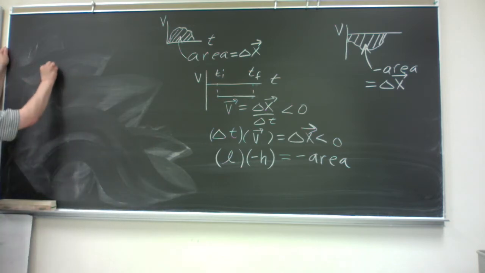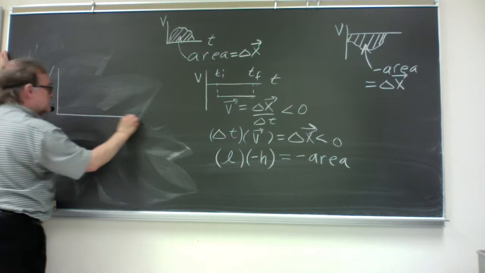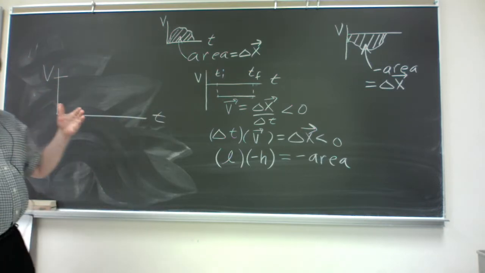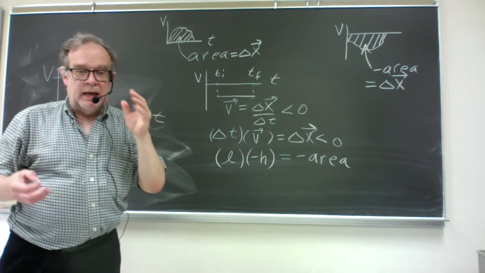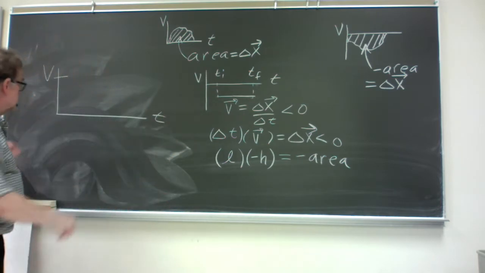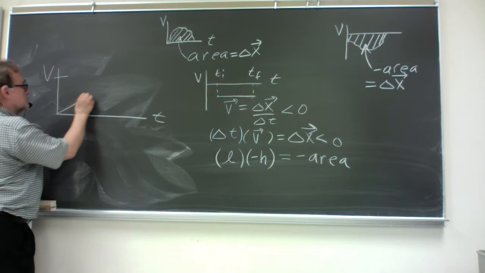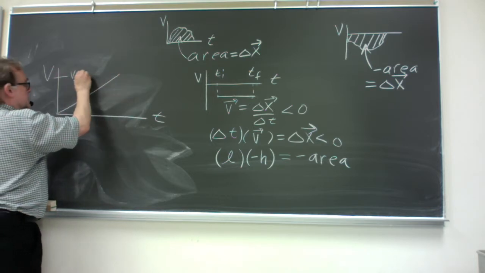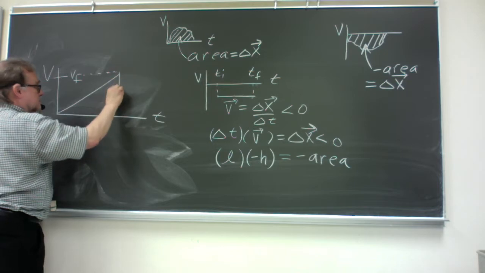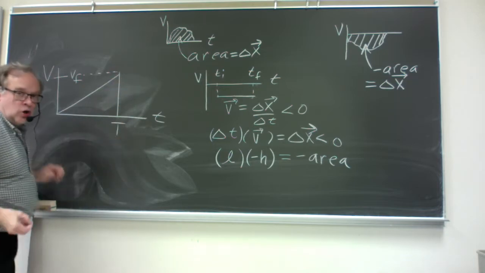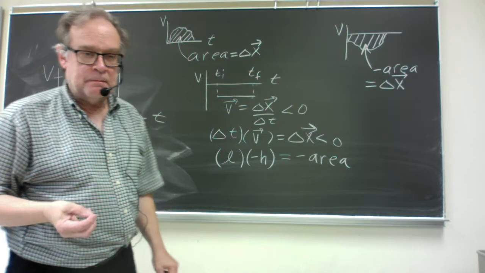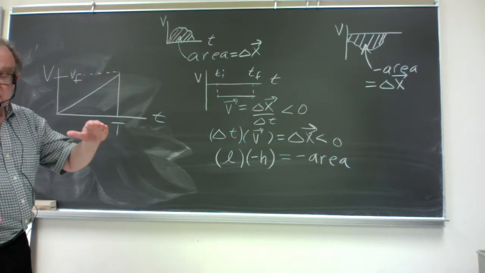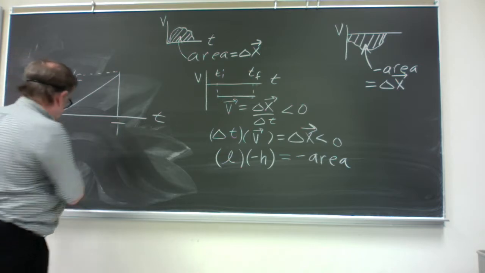Here's a graph of velocity versus time. Let's say an object is moving in the positive direction and speeding up. So it gets to a final velocity at some time that we'll call capital T, and then moves at a constant velocity for a little while.